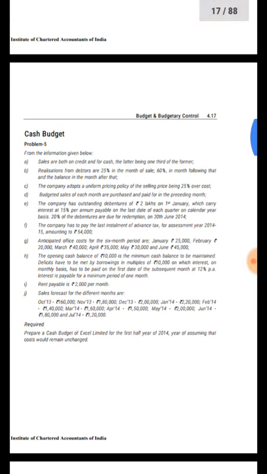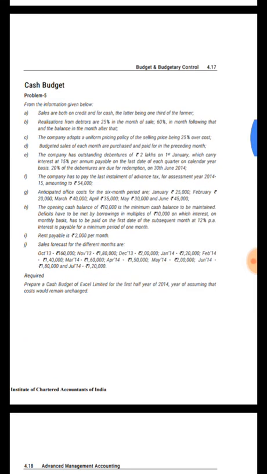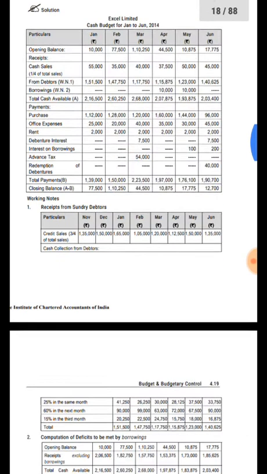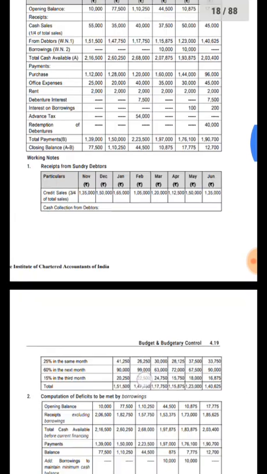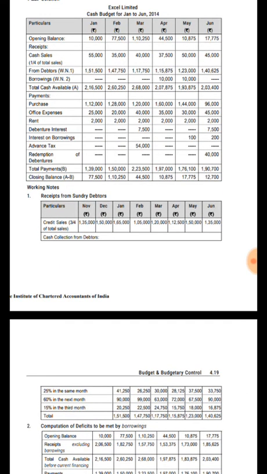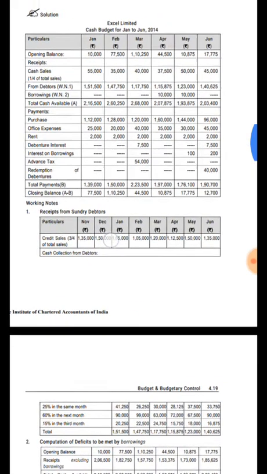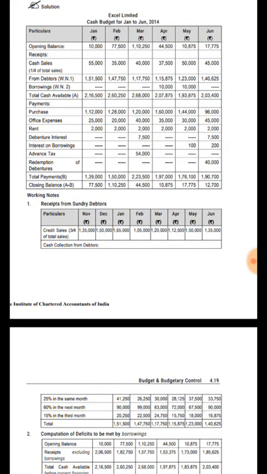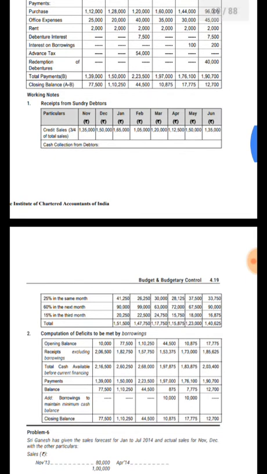So first of all, what we have to do? First of all, just take the 75% of the sales from November to June, because that only is credit sale. And out of that, how much is required? See, 1,35,000 is there, no? In that, 25% the same month.